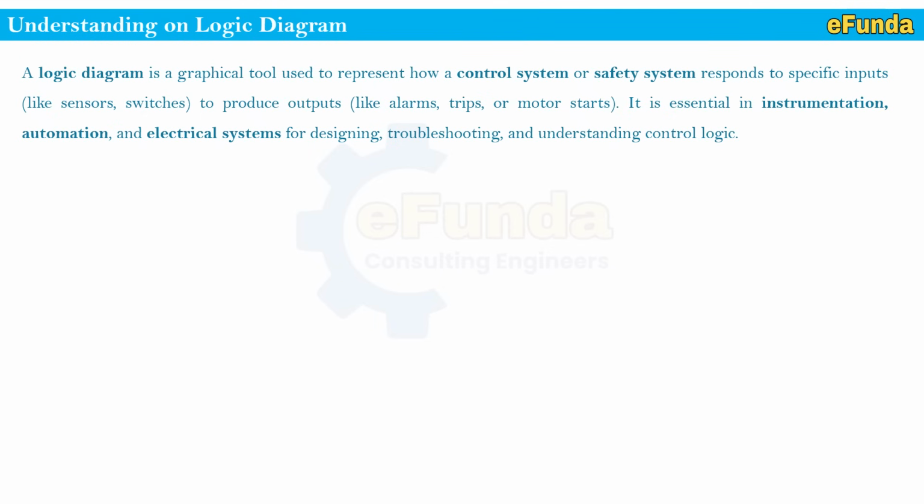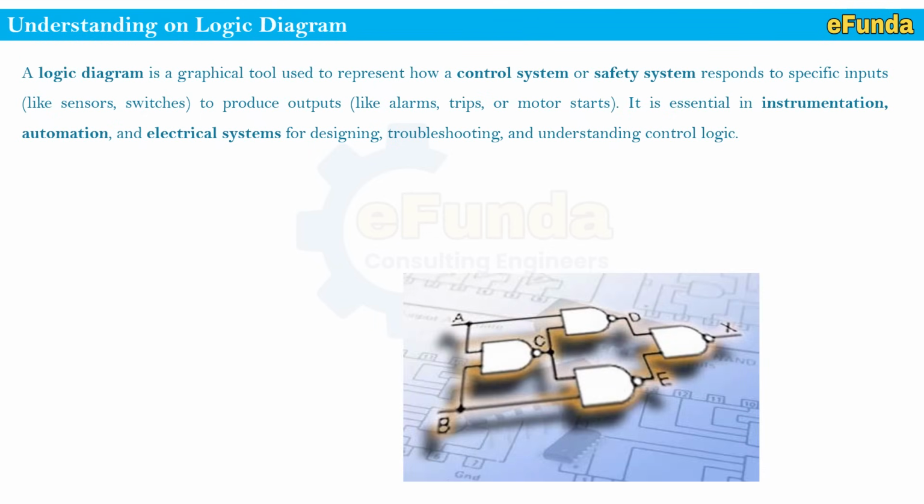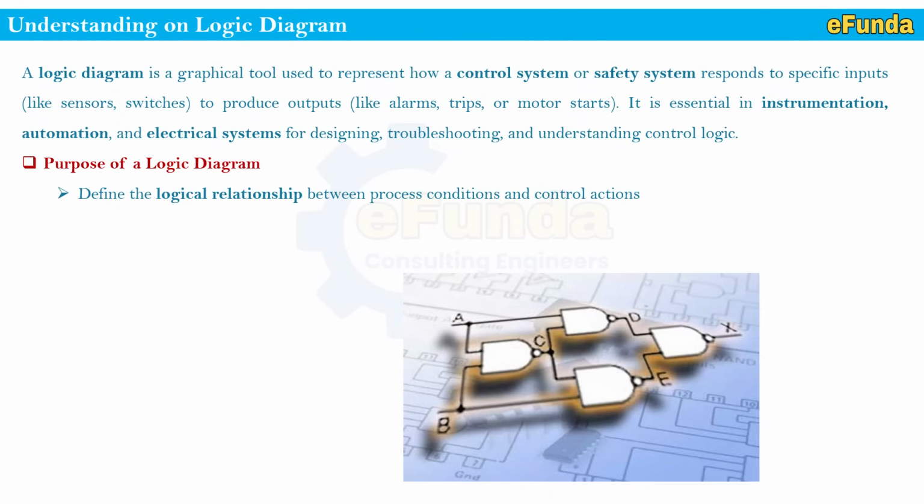One can refer to the picture where the different types of logical sequences are represented, and it is essential in instrumentation, automation, and electrical systems for designing, troubleshooting, and understanding the control logic. It comes with a purpose. First, define the logical relationship between the process condition and a control action.